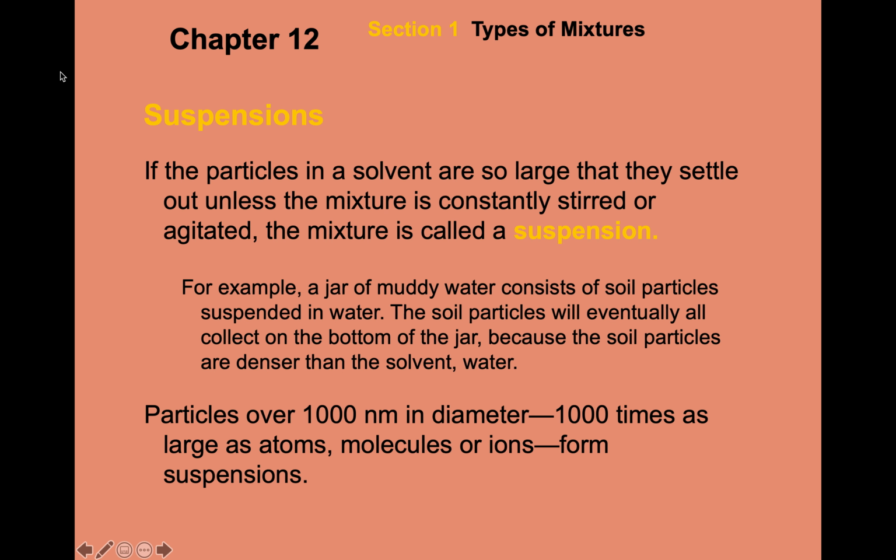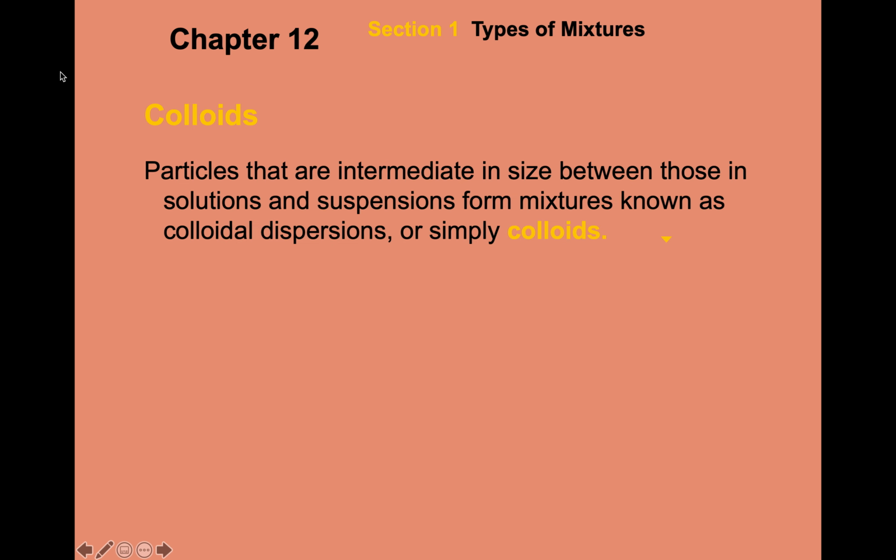Now, if we wanted them to mix evenly, one of the ways to do that is actually to get our particles to be smaller. Suspensions are pretty identifiable by the size of the particles and that settling out thing that we just talked about.